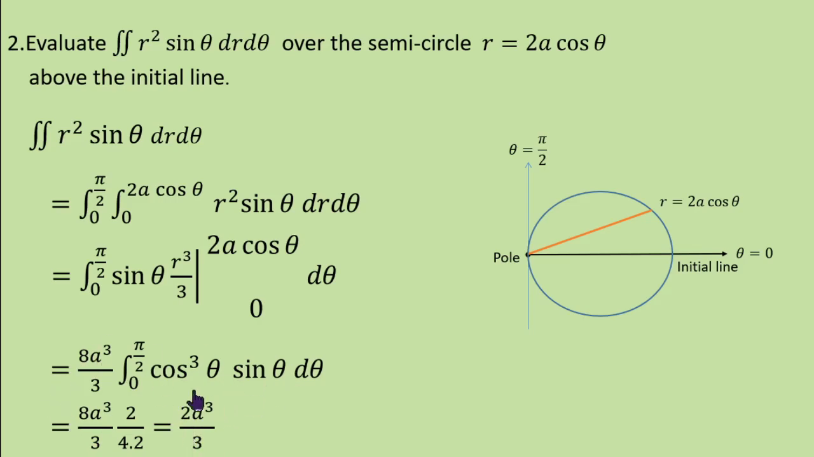If you are not able to understand this concept of the integral formula, please go through the first lecture once again. I explained this integral 0 to pi by 2 sin power m theta cos power n theta d theta. So it is a direct formula. By that formula we get 2 by 4 into 2, cancel 8. So 2a cube by 3. So this is the answer for this double integration. One more example.